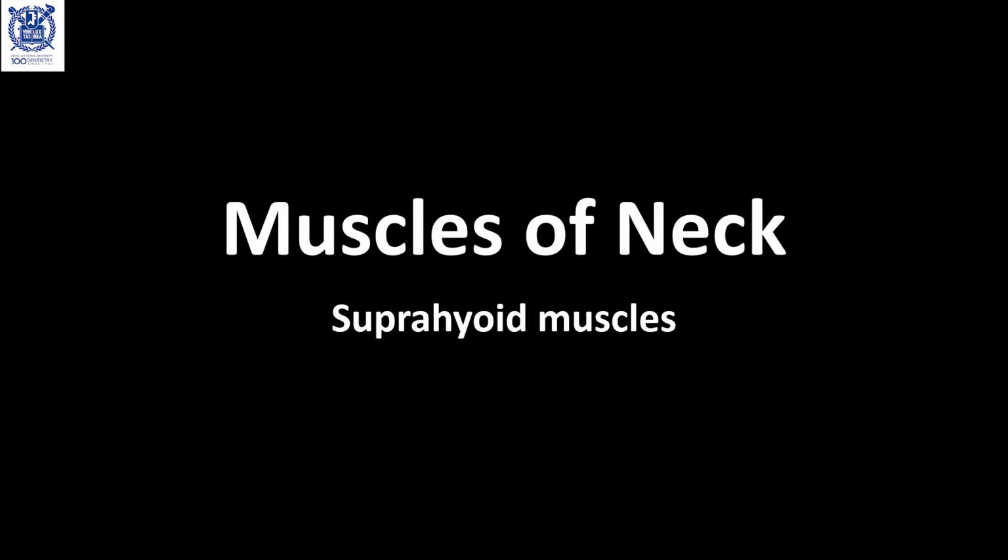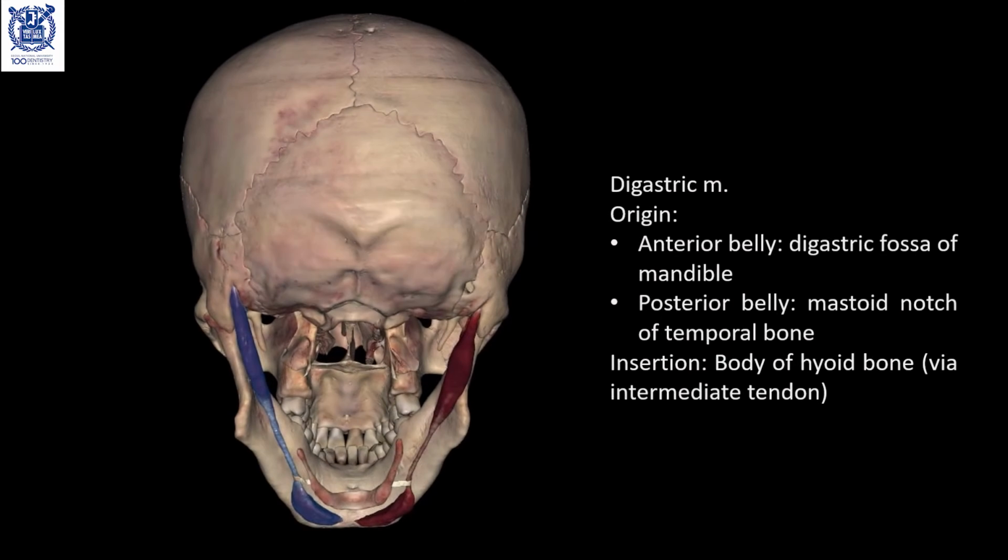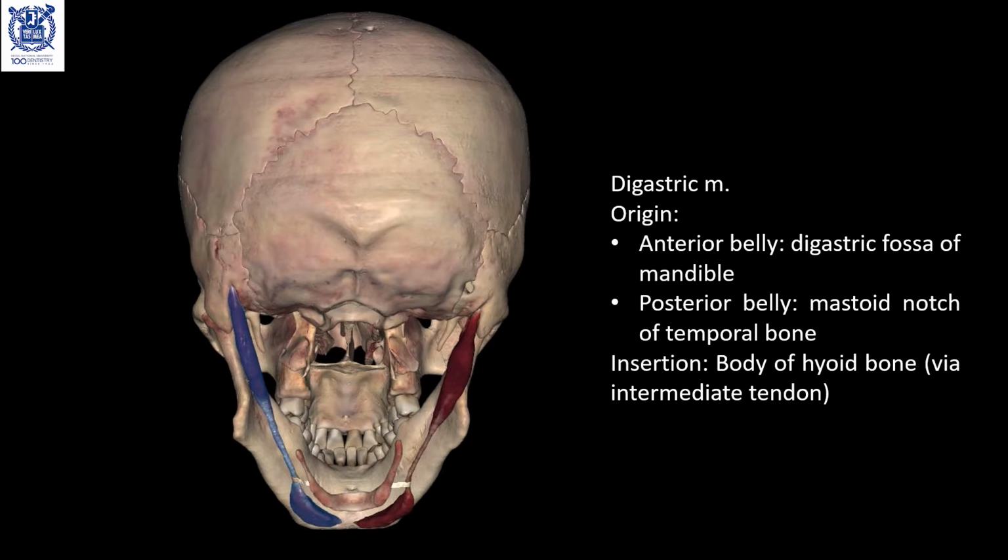The next is the suprahyoid muscle groups, which consist of 4 muscles. Digastric muscle. It is also called as digastricus. The name digastric means that it has 2 bellies. It is a small muscle located under the jaw.